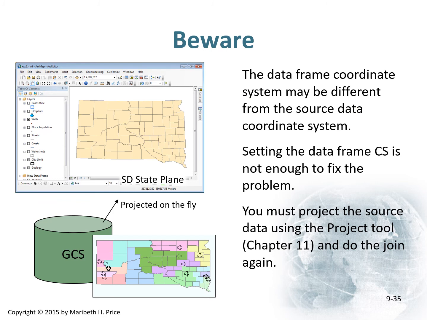Beware, beware, beware. The data frame coordinate system may be different from the source data coordinate system. Setting the data frame coordinate system is not enough to fix the problem. You must project the source data using the Project tool. If it's a raster, you've got to use the Project Raster tool. That's as close to singing as you're going to get. The best thing and the worst thing that software like ArcGIS does is on-the-fly projection. On-the-fly projection takes data that's in a different coordinate system and displays it properly along with other data in different coordinate systems. But to do spatial analysis, everything should be in the same coordinate system.